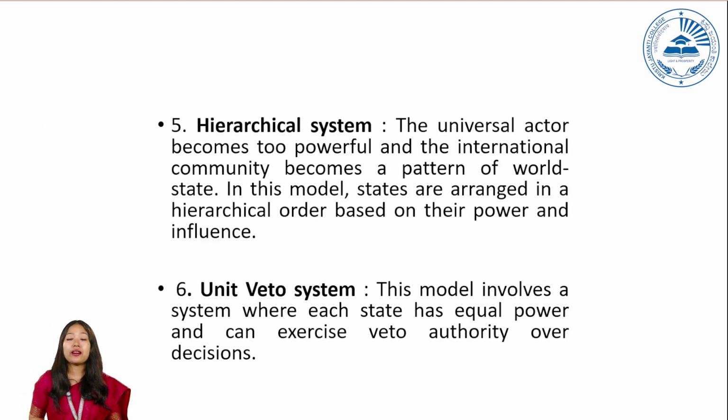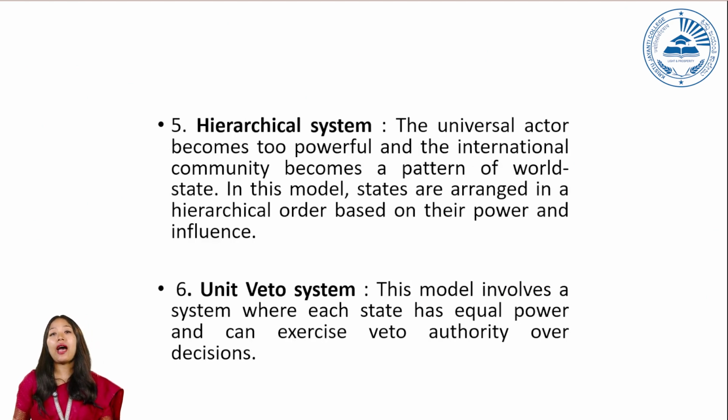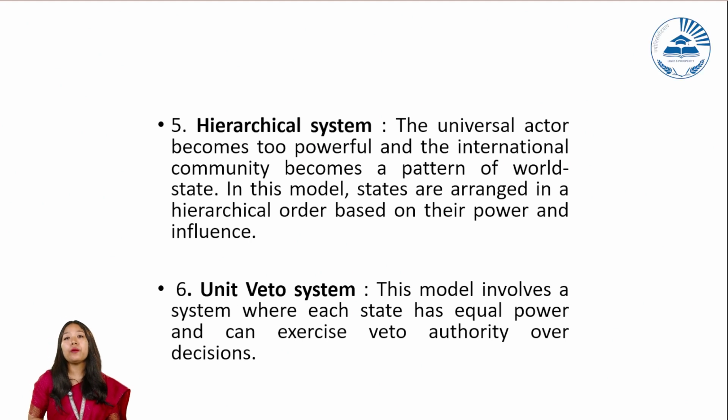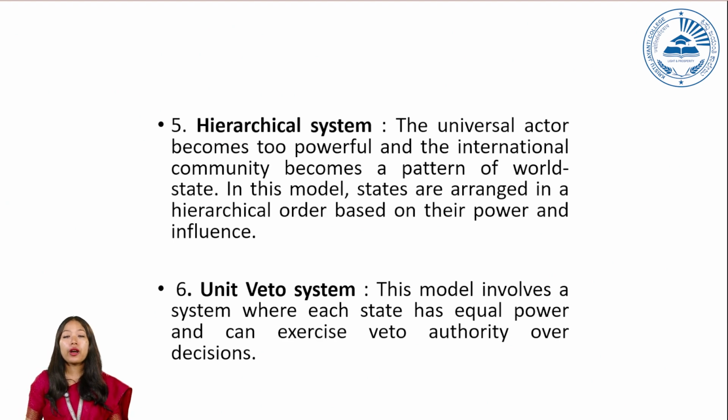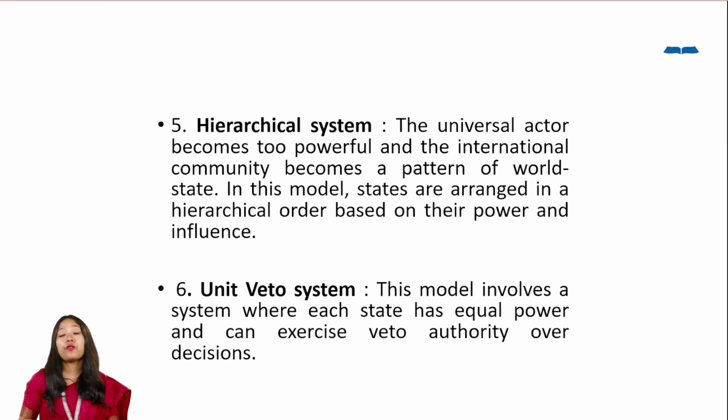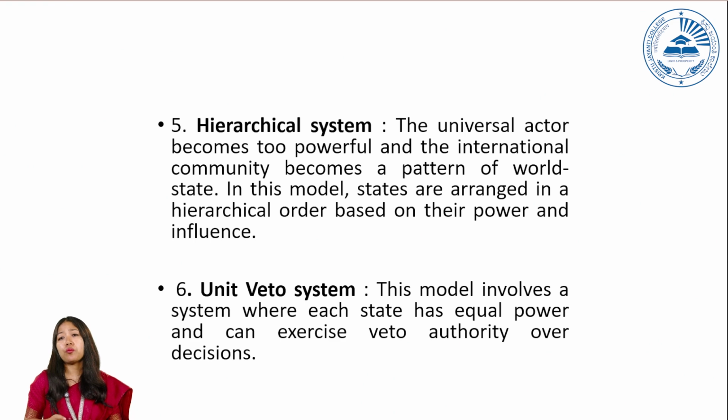The fifth one is the hierarchical system. The universal actors become too powerful and the international community becomes a pattern of world state. In this model, states are arranged in a hierarchical order based on their power and influence. The final one, the sixth, is the unit veto system. This model involves a system where each state has equal power and can exercise veto authority over the decisions.